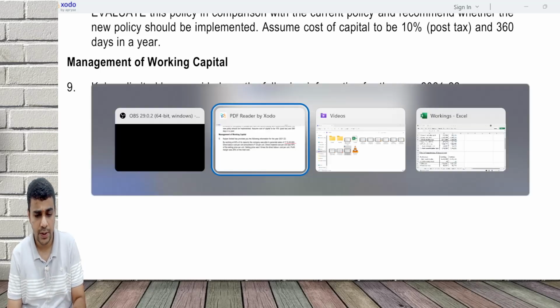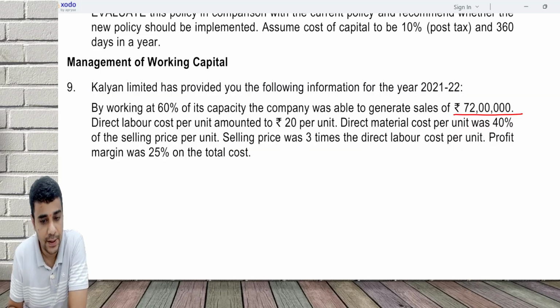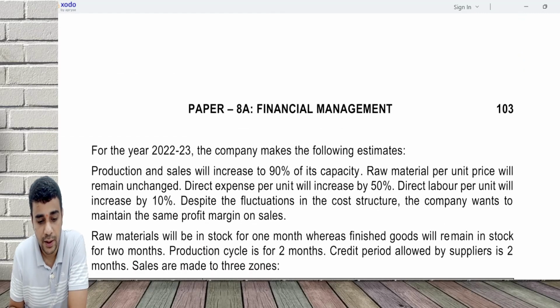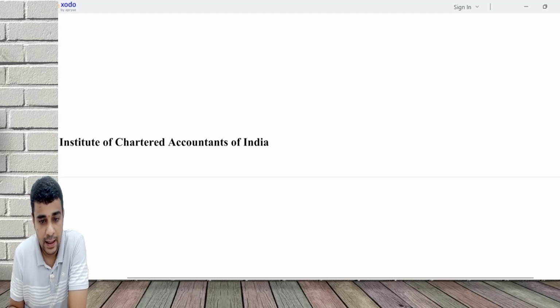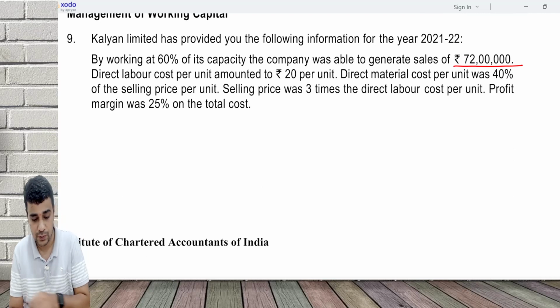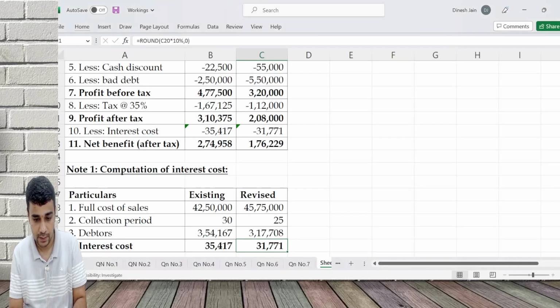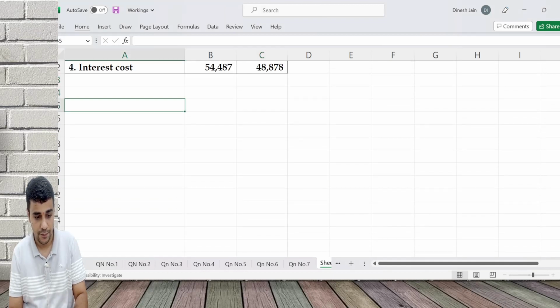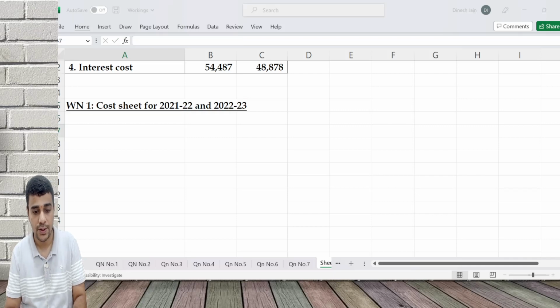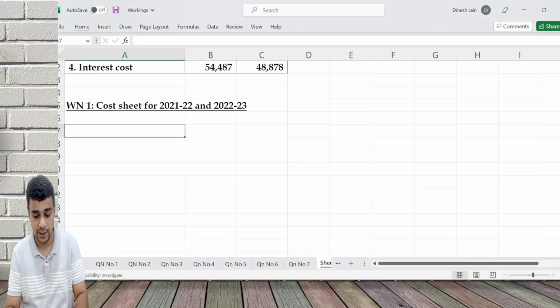Okay, we are required to do working capital estimation. This is an existing entity because they have given the data for 21-22 and we are required to find it for 22-23. In case of an existing entity, we'll have a shorter format of doing the problem. So let's start. Working note 1, cost sheet for 2021-22 and 2022-23. Cost sheet will become the basis for us to do the calculation.